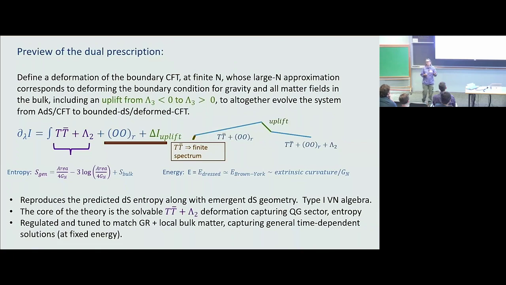The main point of this, so I'm getting ahead a little bit, but in the solvable TT bar plus lambda 2 world, we can produce for you the expression analytically for the energy spectrum. I will not achieve that with matter. So that's why we refer to this thing with matter as an algorithm. I can tell you what to do at the next step, but I don't know how to resum it.